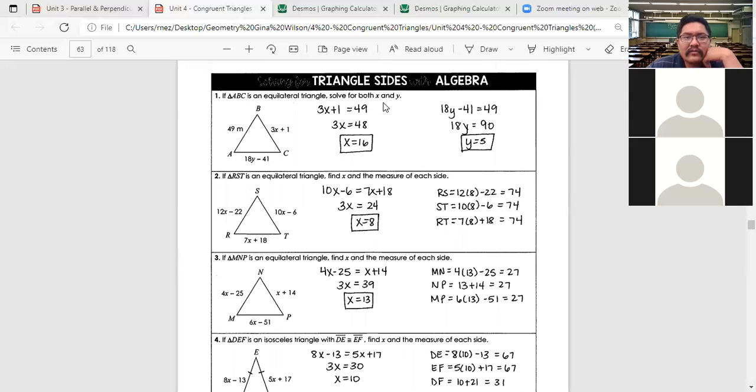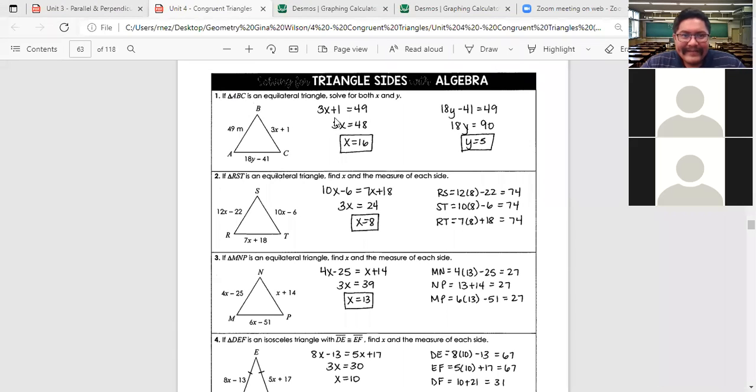ABC is an equilateral triangle. Solve for both x and y. Okay, so we have x and y, and then we have a third side that does not have any variables. It is only a number. That's probably what I meant to say. I had a hiccup right at that moment too.